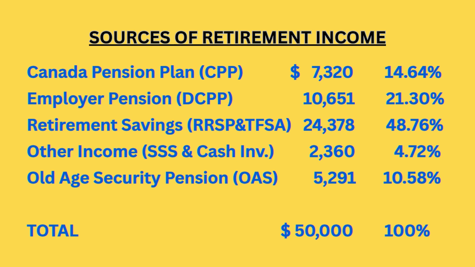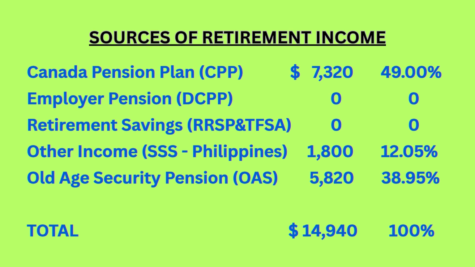What if I live way beyond 82? What will my retirement income look like? Well, it will be like this. My employer pension will be all used up, and so will my RRSP and TFSA, because they were computed to be all used up from age 63 to 82 only. So if I live beyond 82, my retirement income will only come from CPP, OAS, and my SSS pension from the Philippines. Will this be enough?